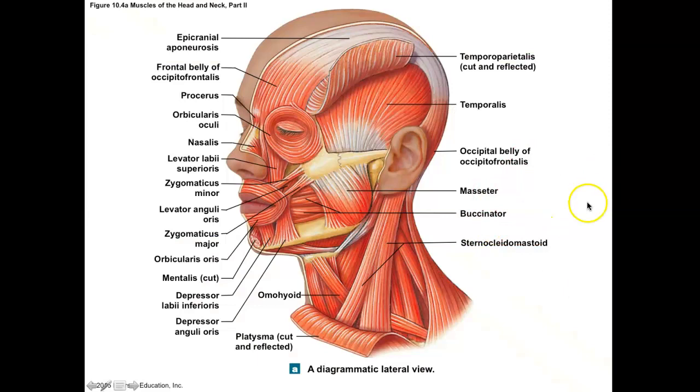So realize that this muscle is underneath the platysma. So the platysma is so thin that the deeper muscle here, the sternocleidomastoid, can show through rather easily. All right, so that's our sternocleidomastoid. So here is the diagram picture of that again.